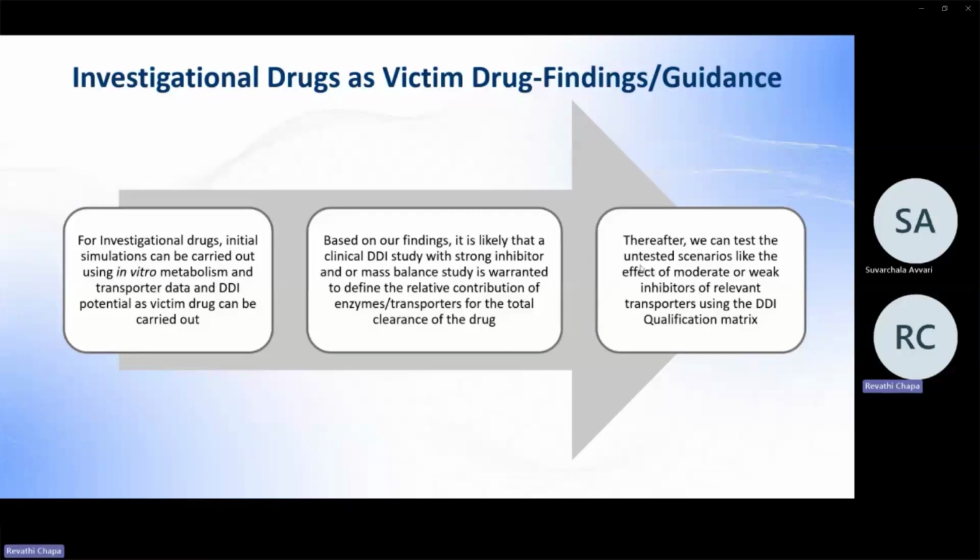So once we know the relative contribution of enzymes and transporters, we can test the effect of inhibitors. For example, we have done a clinical study with a strong inhibitor like rifampicin. Now we can do a scenario where we use a gemfibrozil model, which is previously verified with substrates like pravastatin, rosuvastatin, or atorvastatin. So we can test the effect of gemfibrozil on the current investigational drug, to produce a scenario of how much the effect of gemfibrozil could be on the investigational drug.